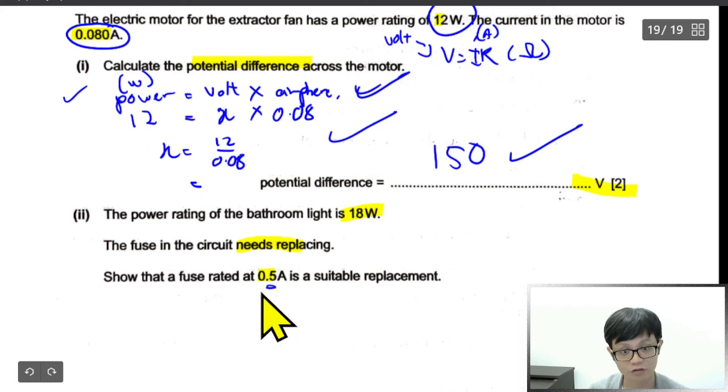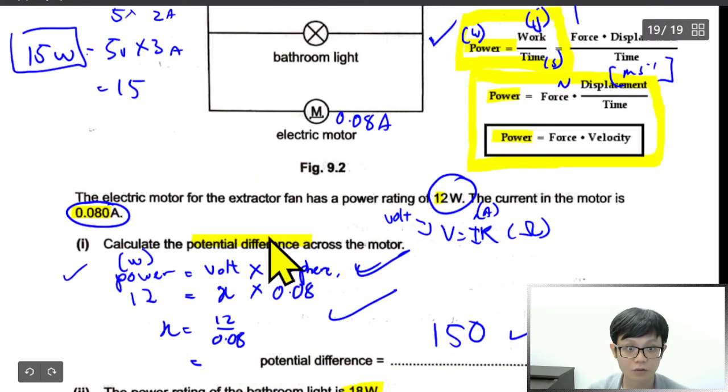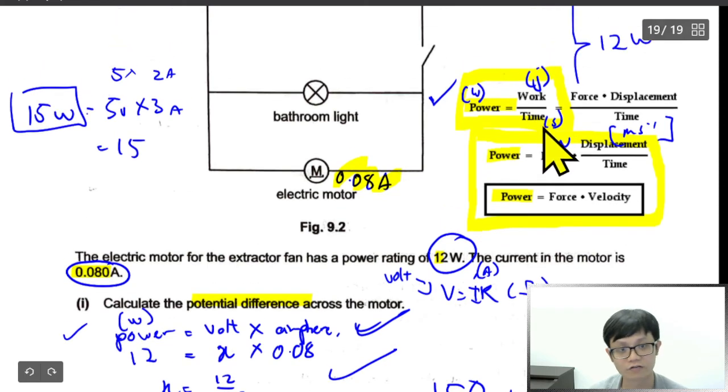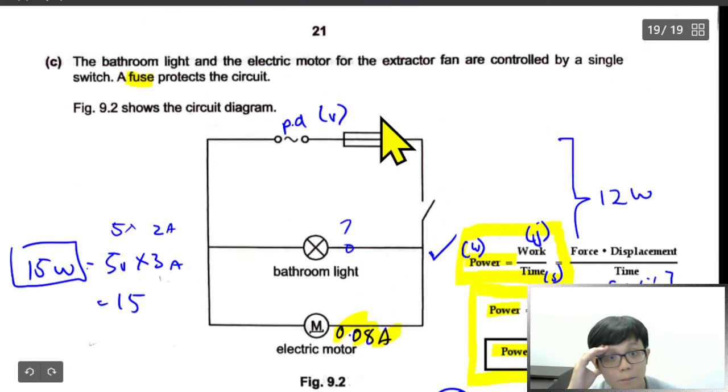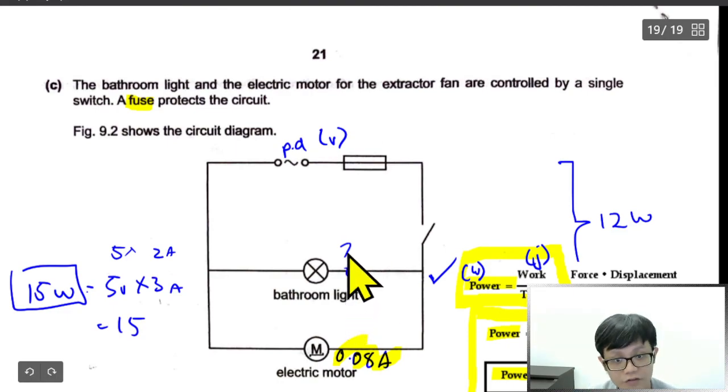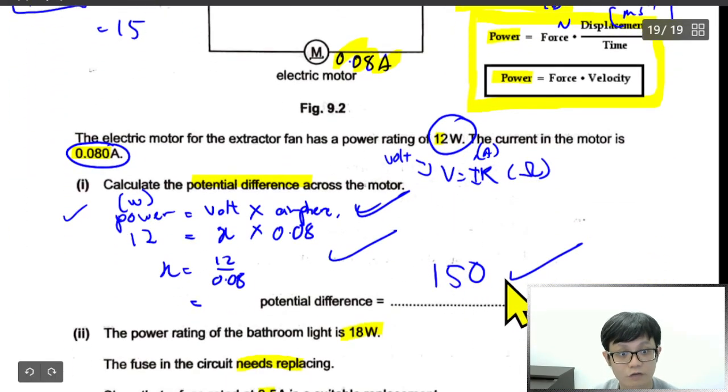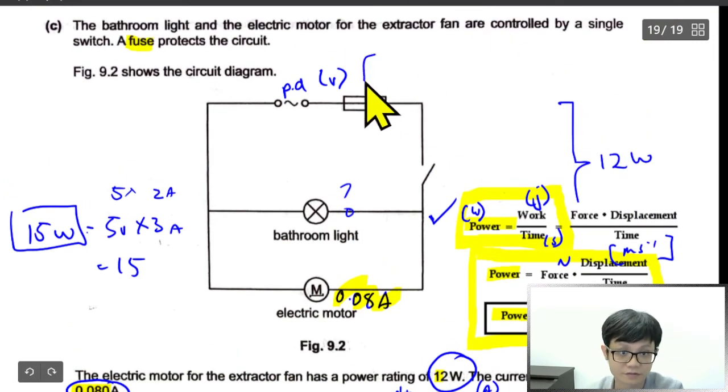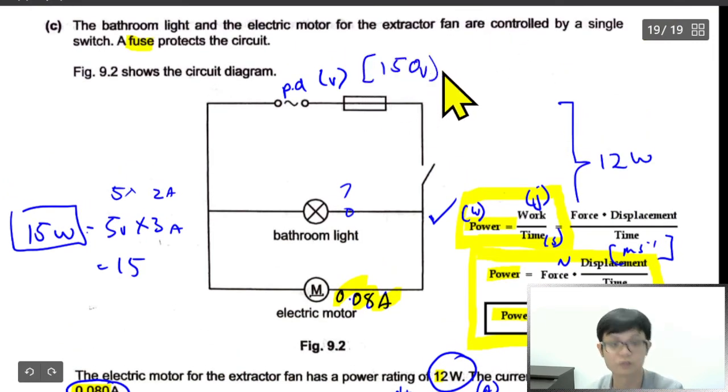We need to calculate the total ampere that is in the circuit. So we know that for the electric motor it is 0.08. So we need to find the ampere for the light bulb. How to get the ampere for the light bulb? We need to use a formula. I know that the potential difference is 150.